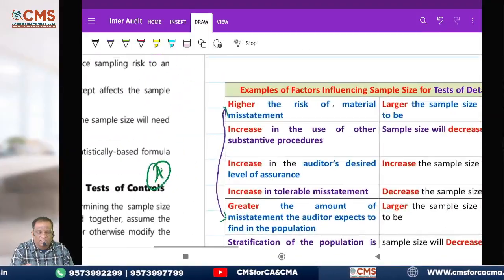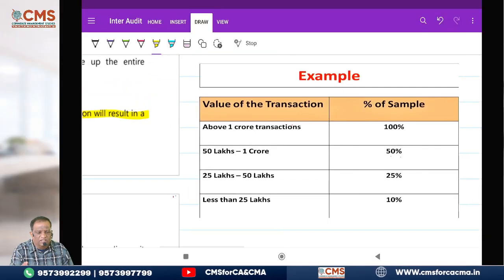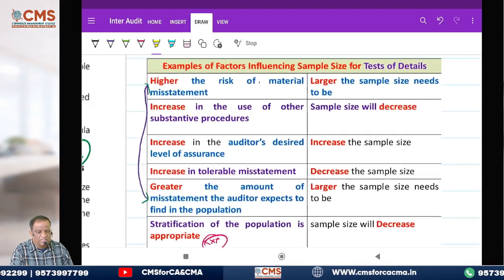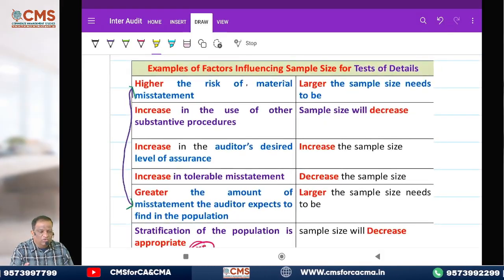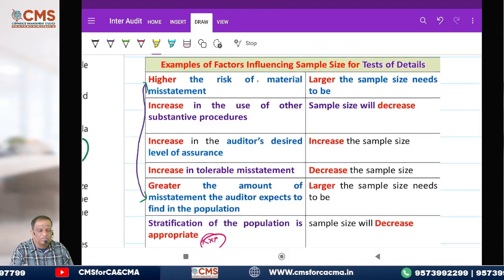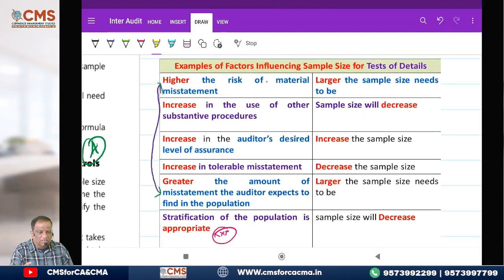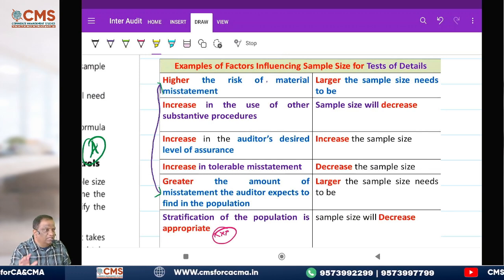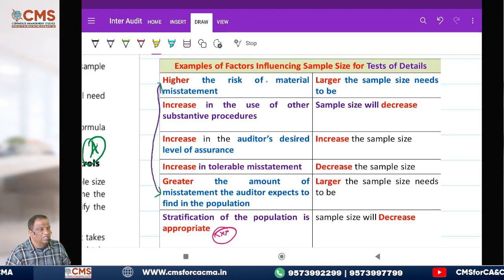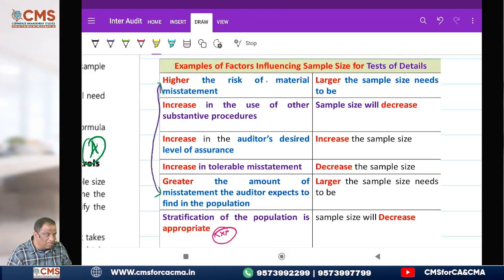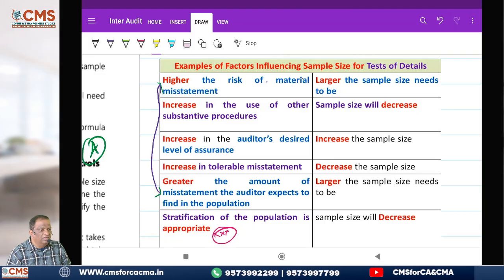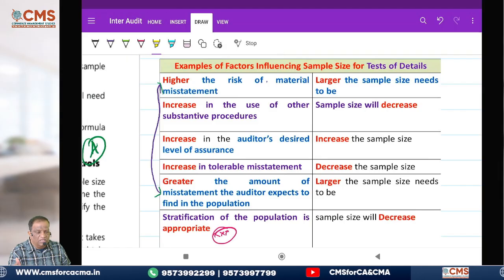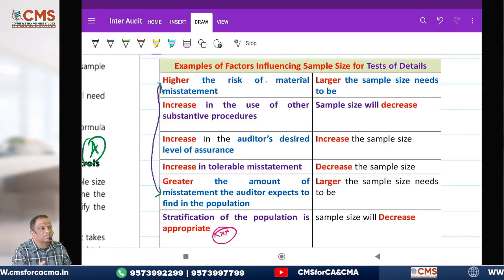And he's asking this question, you will get it. What are the factors influencing sample size? Say, what factors will influence my sample size? Various factors, like higher risk of material misstatement. If the risk of material misstatement is higher, that is, I know that it is a sensitive item and the chances of it becoming an error are very high, then when I expect that it can go wrong, I will select a larger sample. Then increase in the use of other substantive procedures.